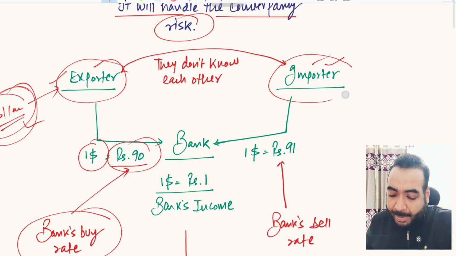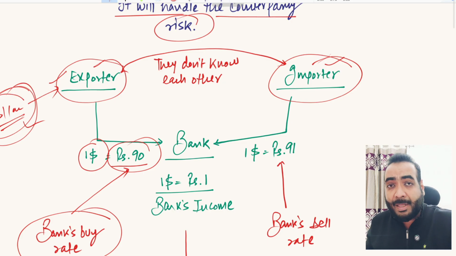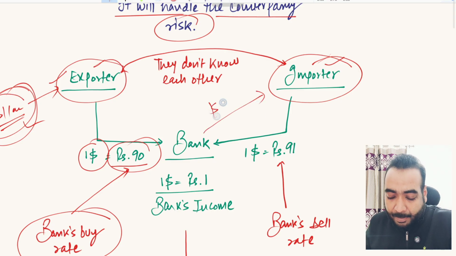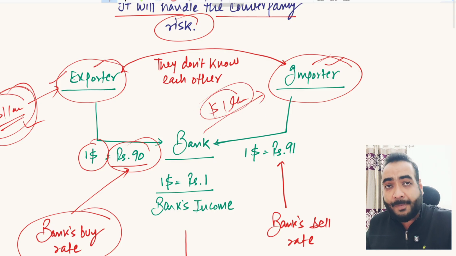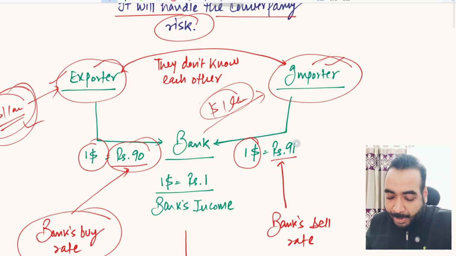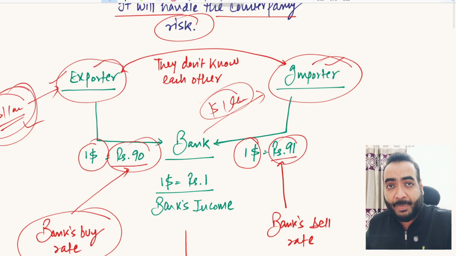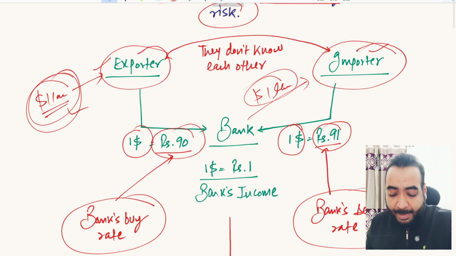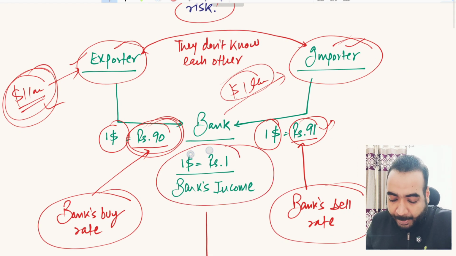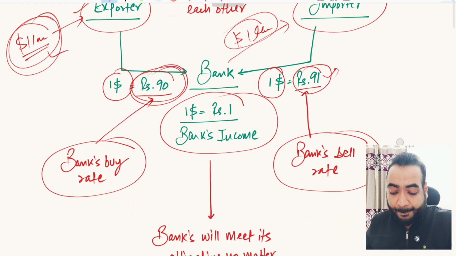Similarly, the importer comes to the banker and says, I have to make a payment of $1 lakh after 6 months, so I would need $1 lakh from you after 6 months. At what rate will you give those dollars to me? The bank says, we will offer you dollars at 91 rupees per dollar. That is the sell rate of the bank. So the bank is buying at 90 rupees from the exporter and selling at 91 rupees to the importer. That 1 rupee is the income of the banker.